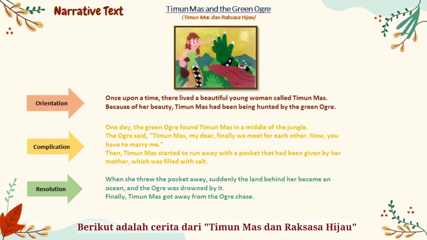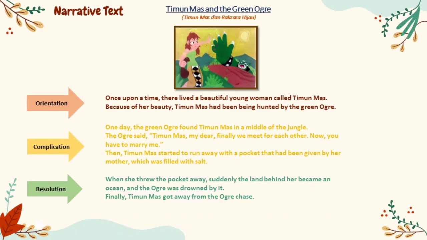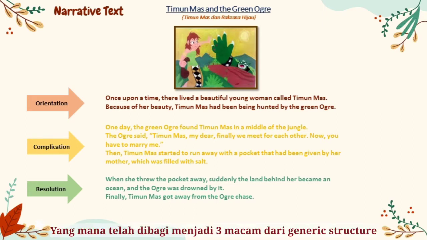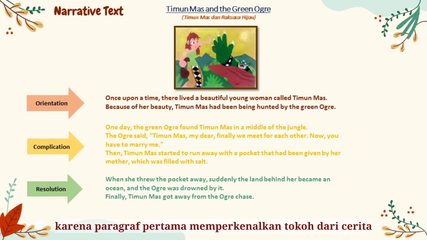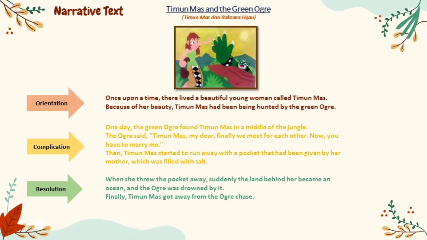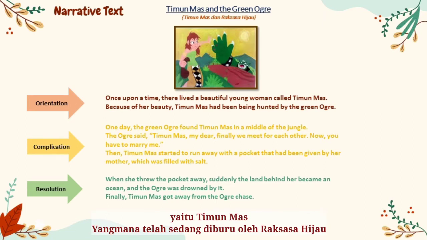And here is the story of Timun Mas and the Green Ogre, which has been divided into three kinds of generic structure. The first is orientation, the second is complication, and the third is resolution. The first paragraph is orientation, because the first paragraph introduces the character of the story, that is Timun Mas, who had been hunted by the Green Ogre.